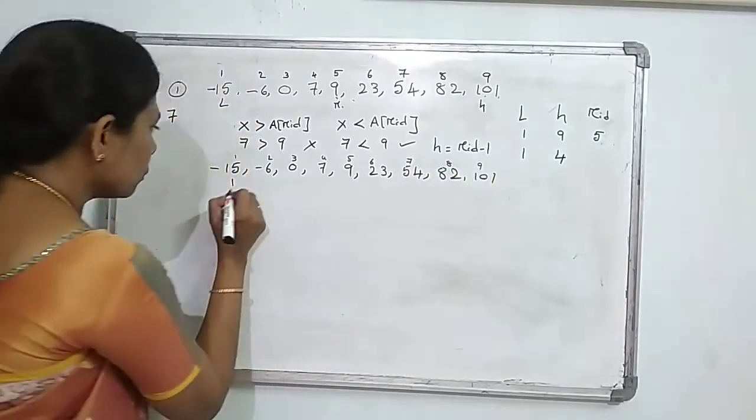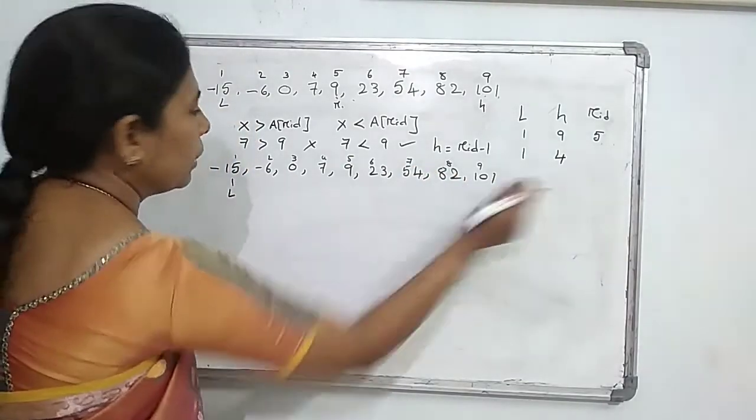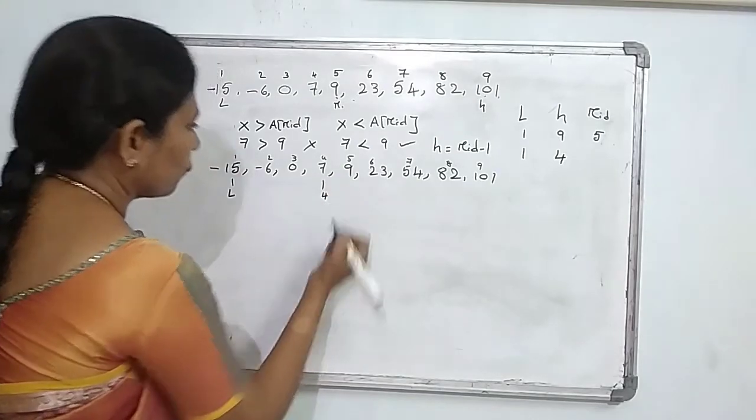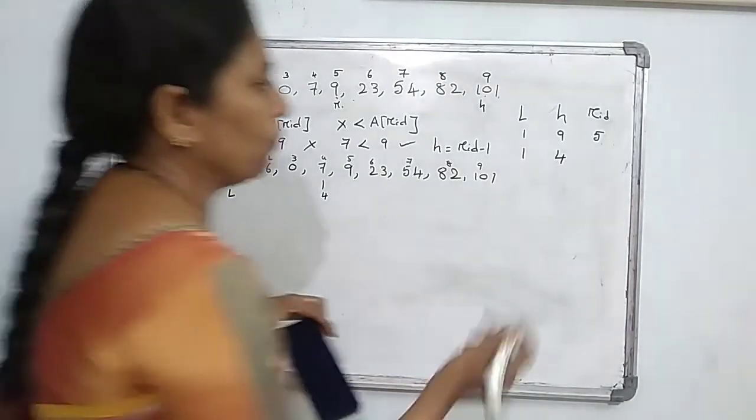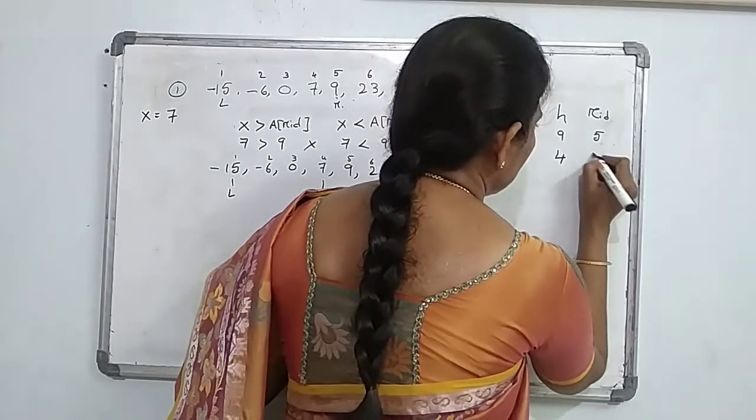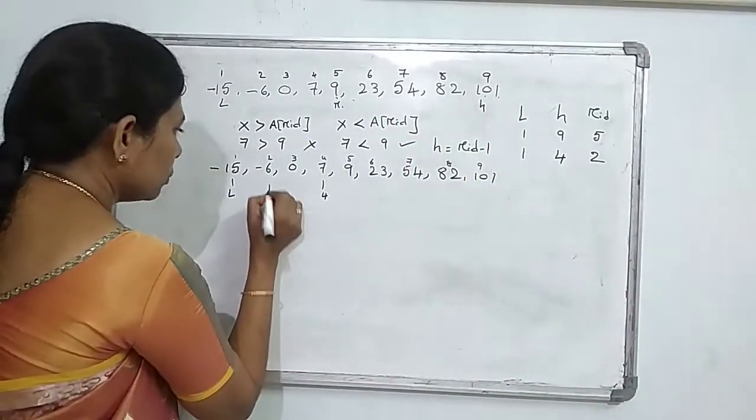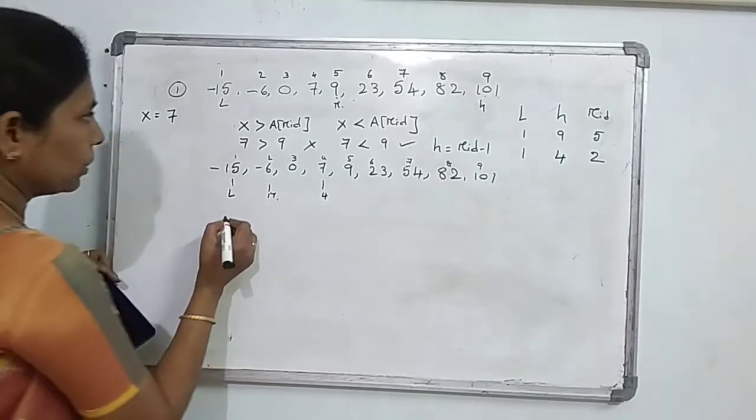So low is 1, high equal to 4. Now you can calculate the mid value. 5 by 2, 2 is mid. Again you can compare this one.